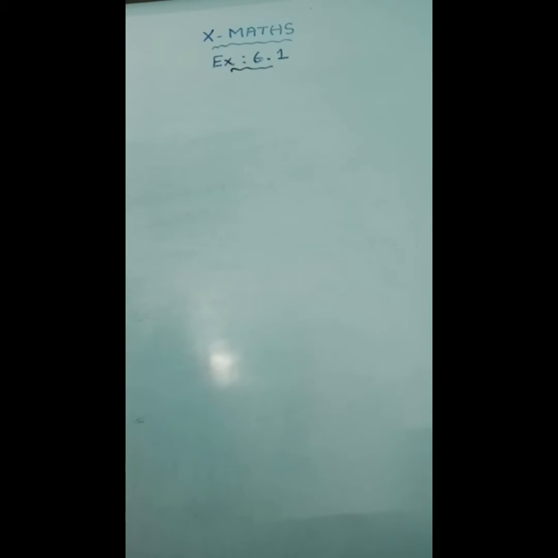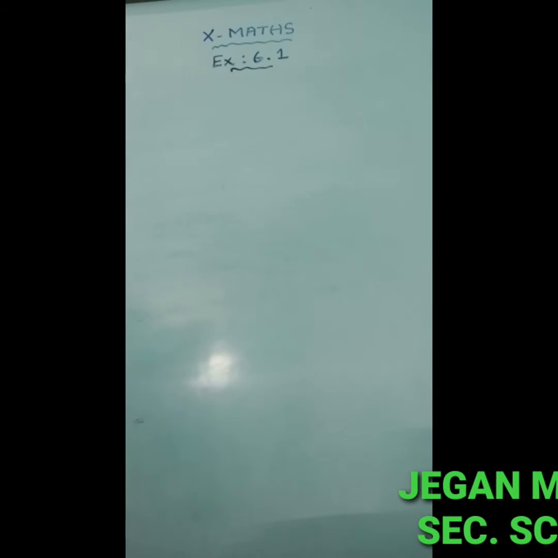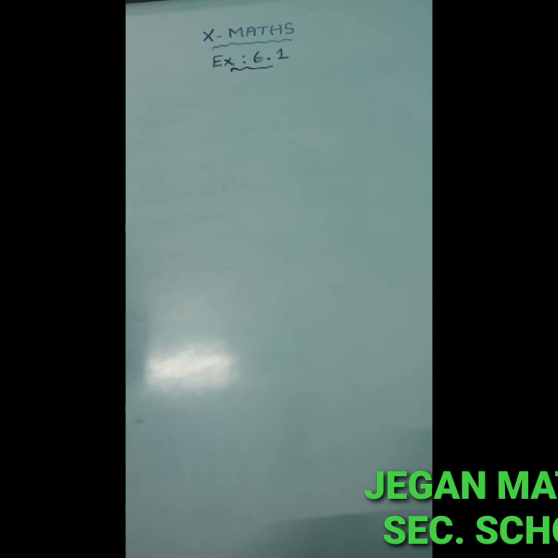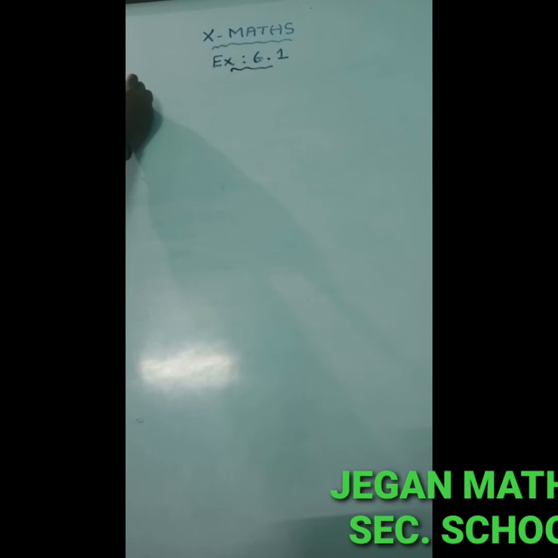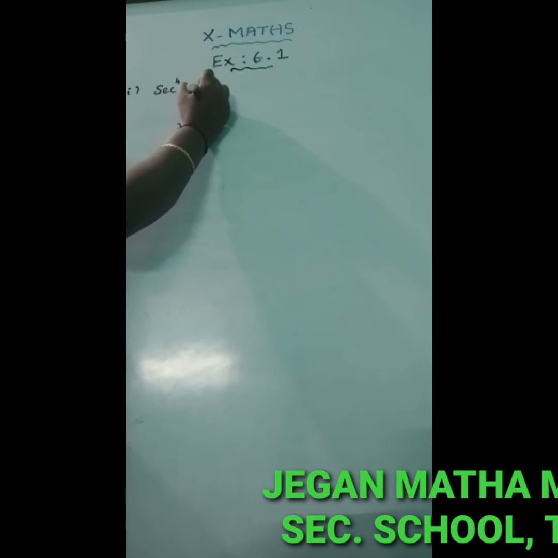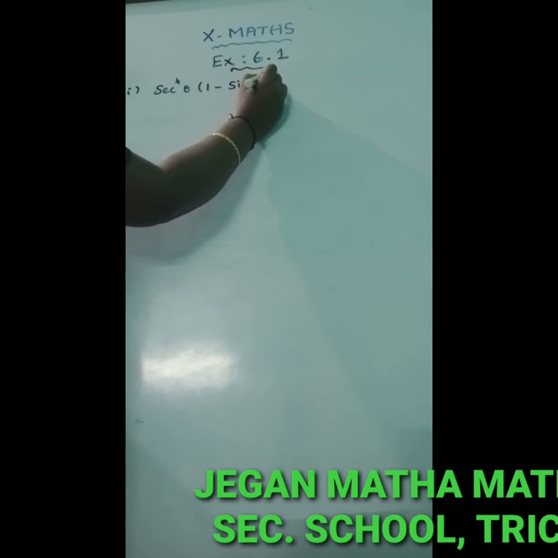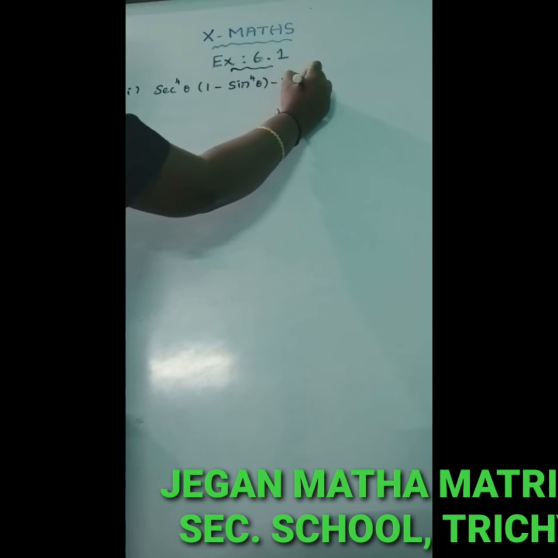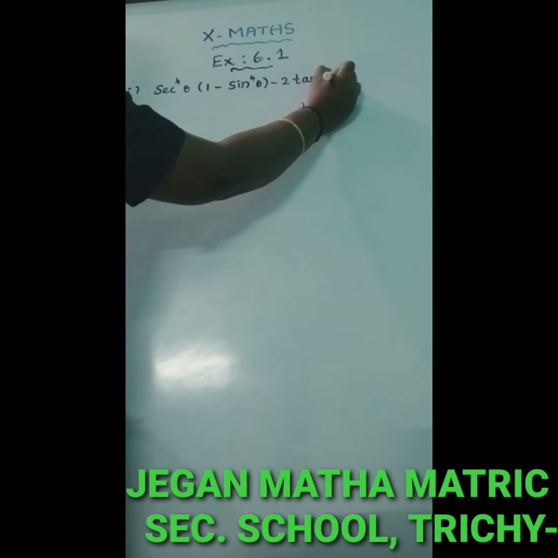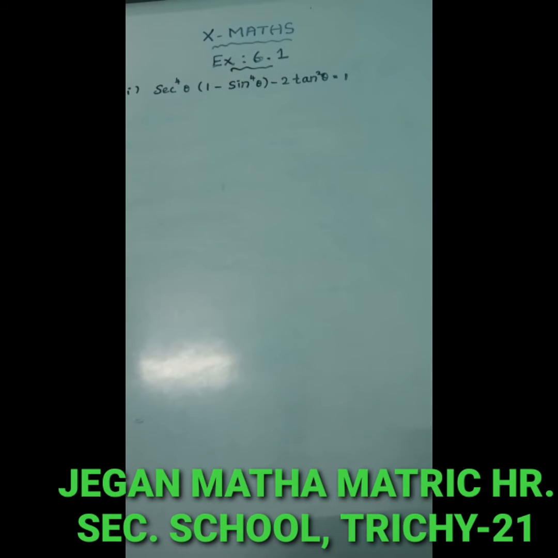Dear students, now we are going to discuss the 10th standard maths, lesson 6, exercise 6.1. This is the continuation of the previous video. In the fifth sum, prove the following identities. The first one: secant power 4 theta into 1 minus sin power 4 theta minus 2 into tan square theta is equal to 1. So this is the first one. We prove that this is 1.